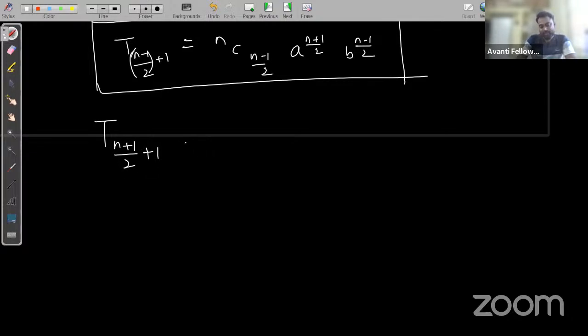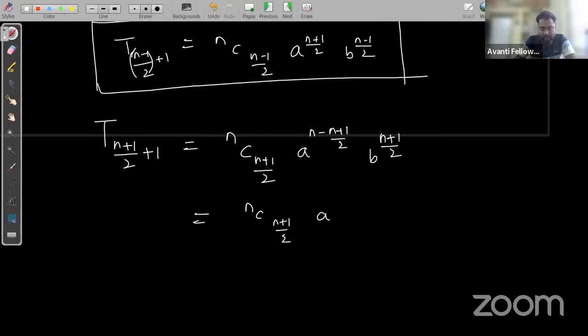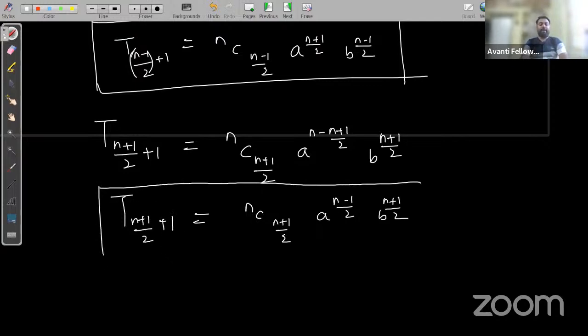Okay, so it is very simple to find the term, that is nC(n plus 1 by 2) a to the power n minus (n plus 1 by 2) into b to the power n plus 1 by 2, right? If we simplify it, nC(n plus 1 by 2) a to the power 2n minus 1, 2n minus 1 is n minus 1 by 2, b to the power n plus 1 by 2. So this is my second middle term when n is odd. So this is the way we can find all the middle terms.